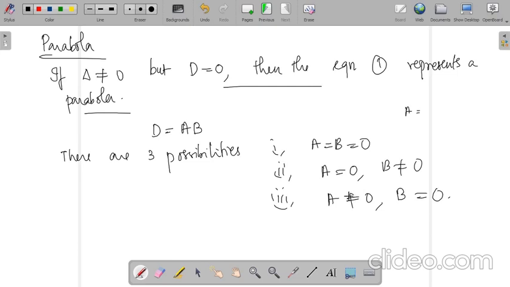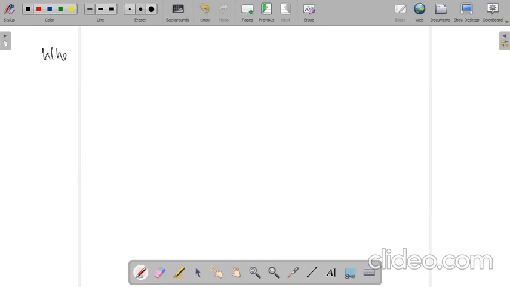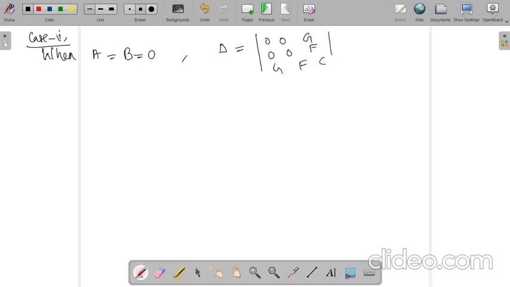Now we will look into what is the behavior of the conic in each case, and in which case we get a parabola. So when you have case 1, when a equal to b equal to 0, let us go to equation 3. First let us look at the value of delta. In the case where a and b are 0, delta will become the determinant 0 0 g, 0 0 f, g f c. When we take the determinant, it will be 0.